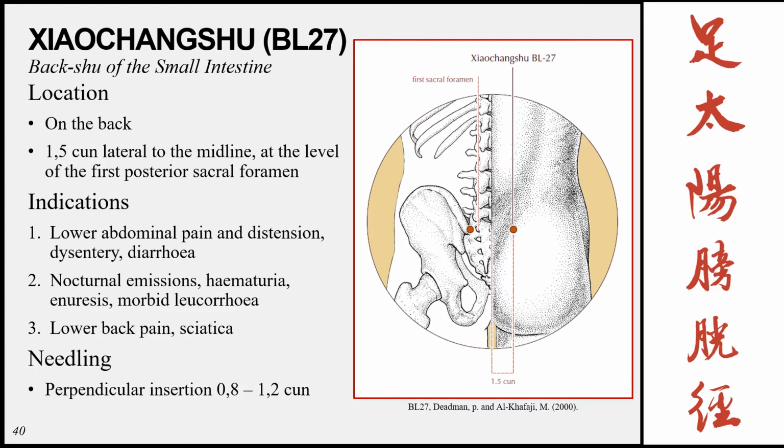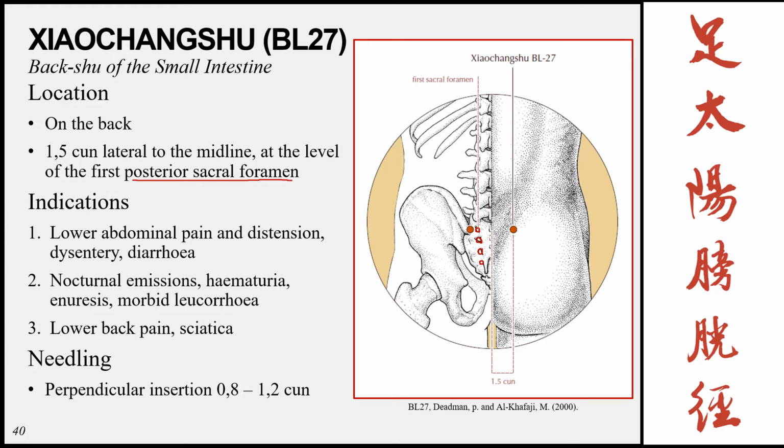Next, we're looking at SHENSHU, bladder 27. This is the back shu of the small intestine, and it's located on the back, 1.5 tsun lateral to the midline, at the level of the first posterior sacral foramen. So as you can see, this is different to the previous one. We're no more looking at the lumbar vertebra. The posterior sacral foramen are these little holes on the sacrum, and there are 4 on each side of the sacrum. So we're going just lateral to those.